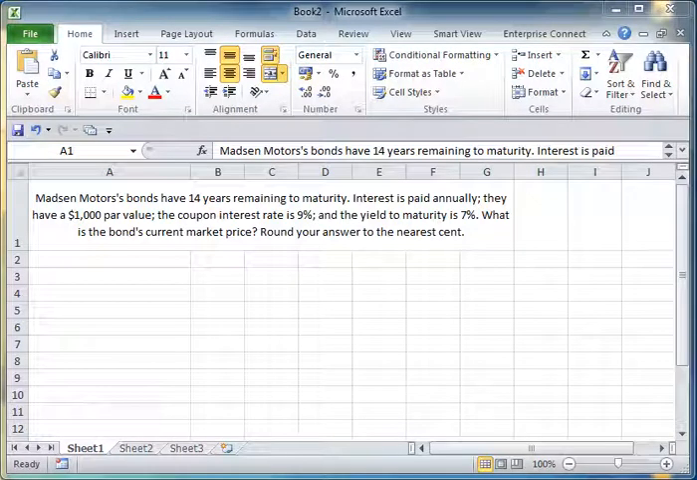Okay, so today we'll be answering another problem about present value. So for this problem, we are looking for the bond's current market price. So let's read the problem.